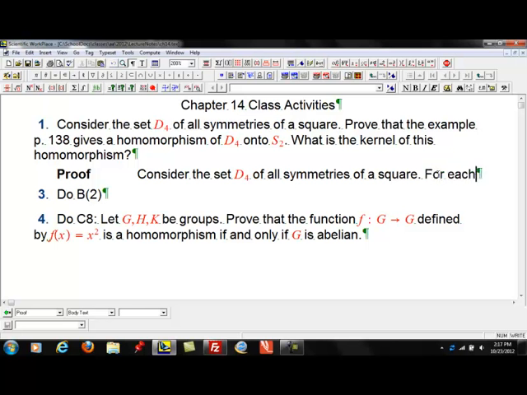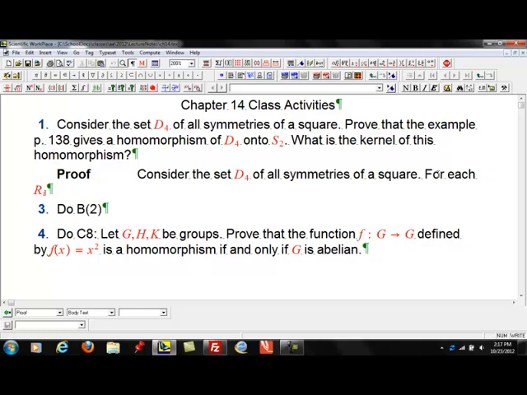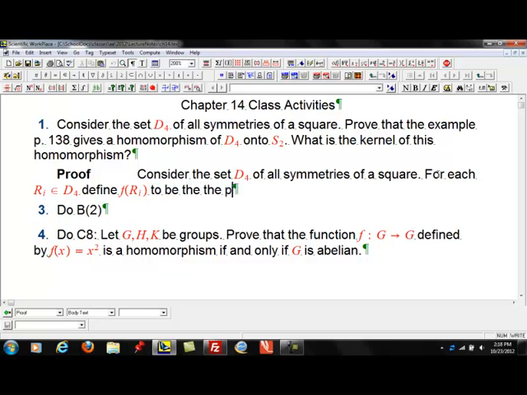So it says for each Ri, and Ri is going to be a rotation or one of the permutations in D4. So for each Ri in D4, we're going to define f of Ri to be what? The permutation that does what? Of the diagonals produced by Ri.